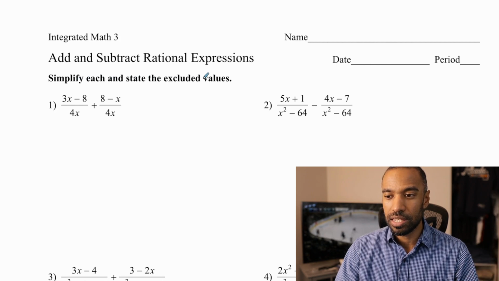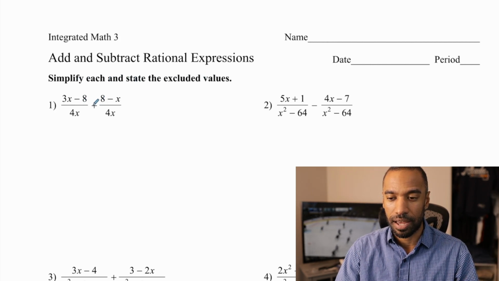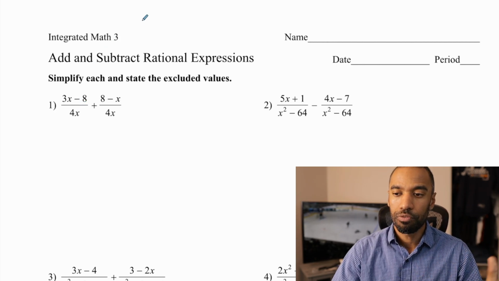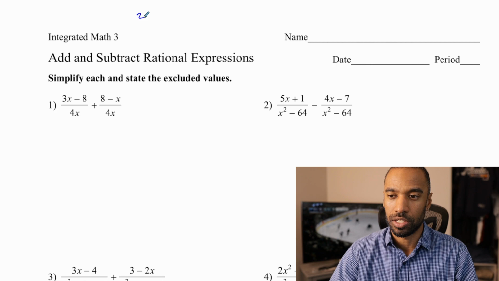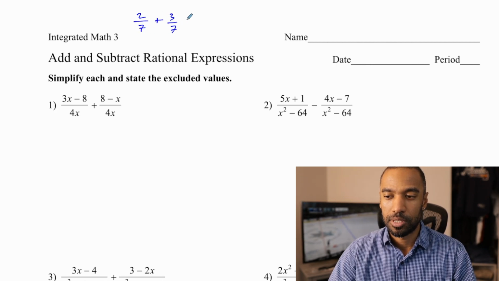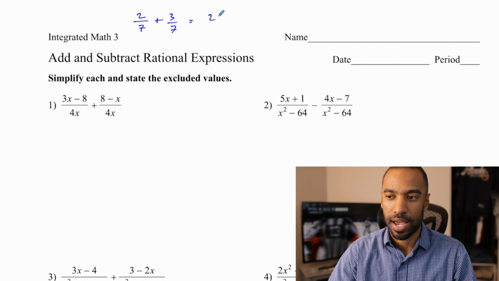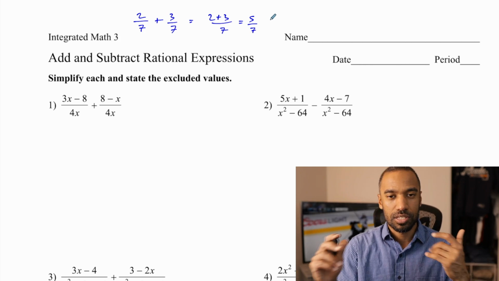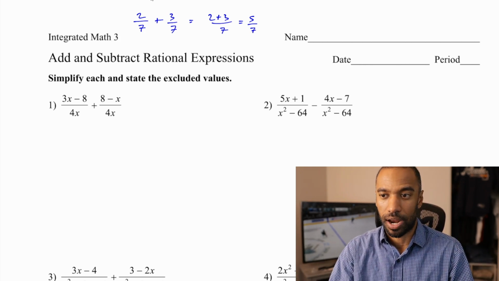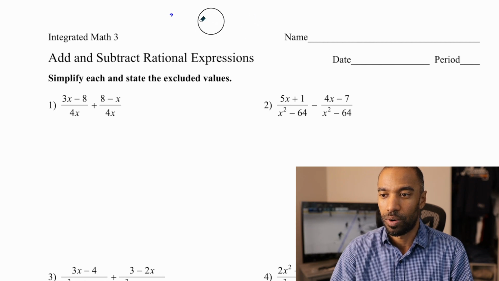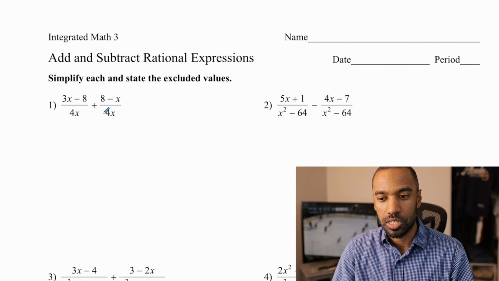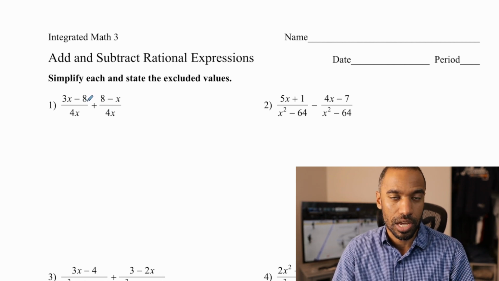So to simplify and state the excluded values here, we're going to have to add and or subtract something. Now, our goal is to get a common denominator. So for example, if I had something like 2/7 plus 3/7, well, these have a common denominator, so you keep the bottom as you add the top. This is 2 plus 3 all over 7, which is 5/7. That's just how adding and subtracting values works, even if you're dividing by 1. You need to get a common denominator and compare them correctly. So as long as we have a common denominator here, then we can add the top.